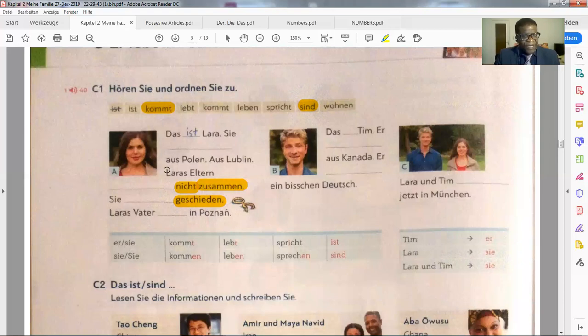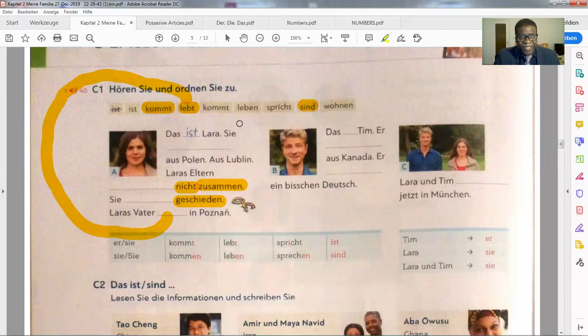Okay, I'm going to read the story very well after we've done the filling out. Lara's father in Poznan. So Lara's father lives in Poznan. Okay, now, so here Poznan, we are going to take this one. Lives, or stays in Poznan. Lebt in Poznan. We are correct here. I'm going to do that. Wait a second. Here we go. I like drawing. We're going to do that. Here we go. We've arrived. B.